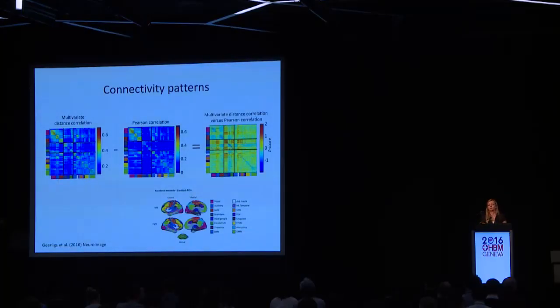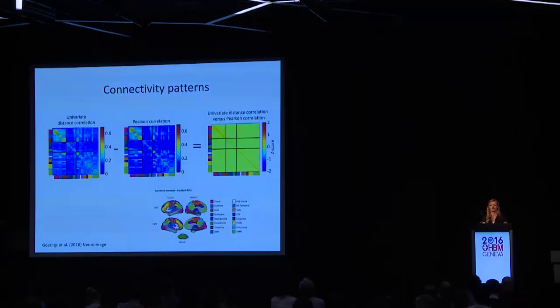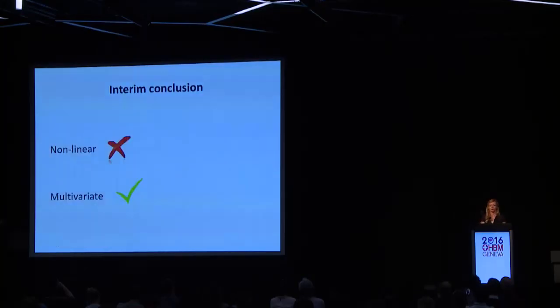Our next question was: is this difference because our measure is multivariate, or because it's nonlinear? To answer this, we looked at a univariate version of distance correlation. We first averaged across all of our voxels within an ROI, and then computed distance correlation again. If we look at the difference between this univariate version of distance correlation and Pearson correlation, we see that there are no marked differences between the two. So we can conclude that it's the multivariate nature of the method and not the nonlinear nature that's causing these differences.